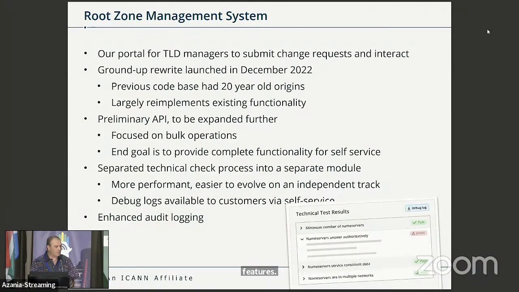Time-based one-time passwords. Did I get to move my slide? Not yet. I'm just trying to find my slides here. Okay.